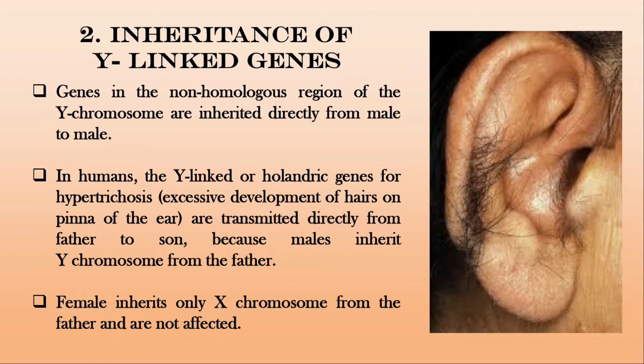Now let us see the inheritance of Y-linked genes. Genes in the non-homologous region of the Y chromosome are inherited directly from male to male, because the Y chromosome is passed on from male to male only. In human beings, the Y-linked or holandric gene is for hypertrichosis. Hypertrichosis means excessive development of hair on the pinna of the ear, as you can see in the picture. This is transmitted directly from father to son because males only inherit the Y chromosome. Females inherit only the X chromosome, so they will not get this gene from the father, and they are not affected.